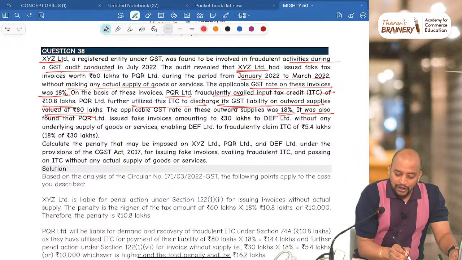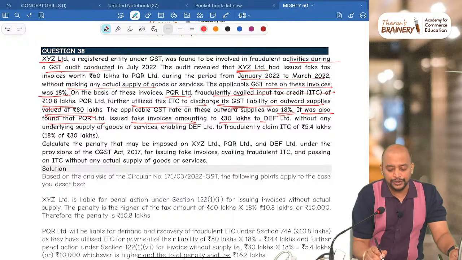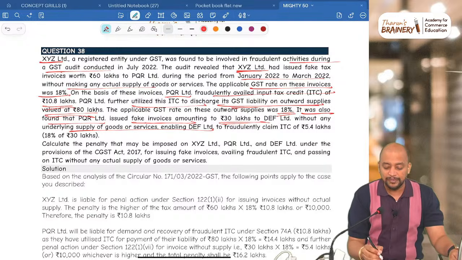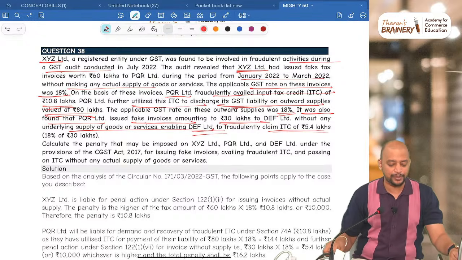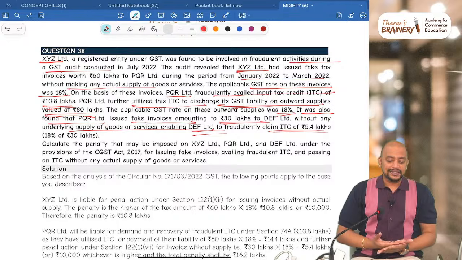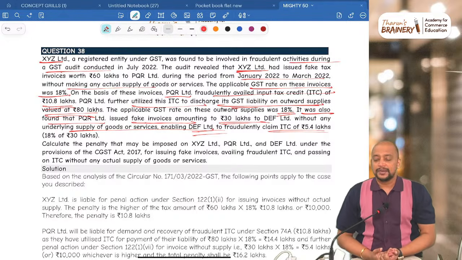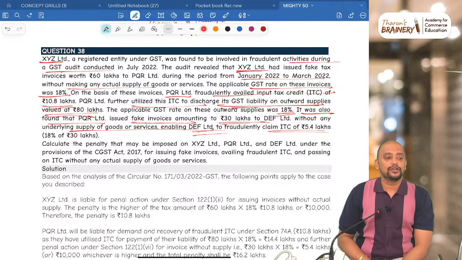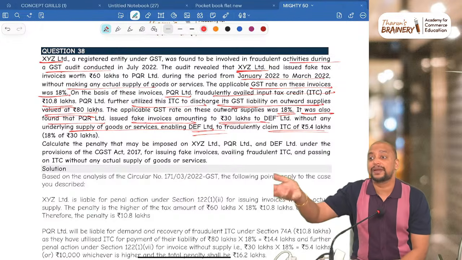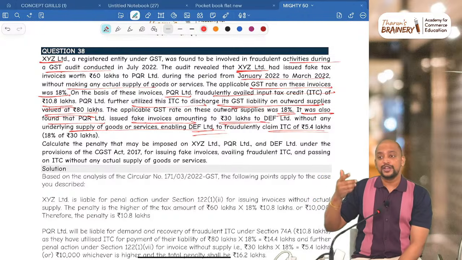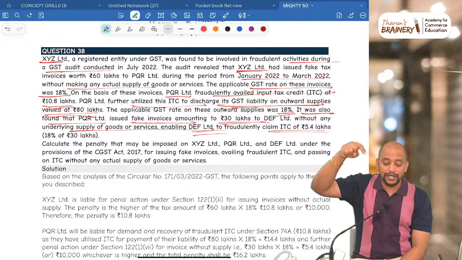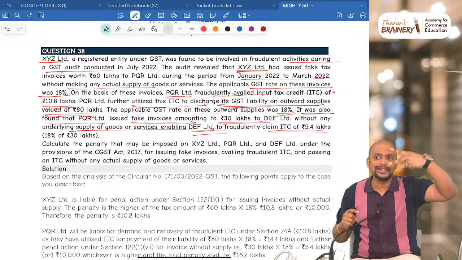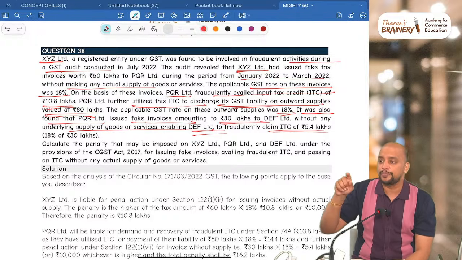And it was also found that PQR Limited issued fake invoices amounting to 30 lakhs to DEF Limited without any underlying supply of goods or services, enabling DEF Limited to fraudulently claim ITC of 5.4 lakhs. Now, they gave a fake invoice of 30 lakhs on which GST will be how much? 5.4 lakhs. So therefore, no recovery because they have not made supply. Fake invoice only, they have not made supply. So there will be penalty under 120 subsection 1 on PQR. So there are two penalties on PQR, one under 74A, another under 120 subsection 1 for 5.4 lakhs.